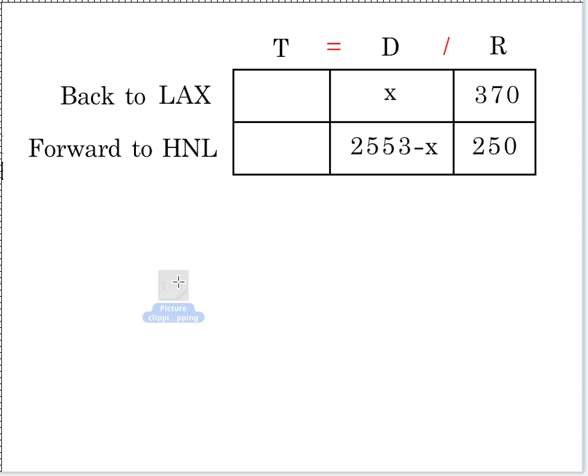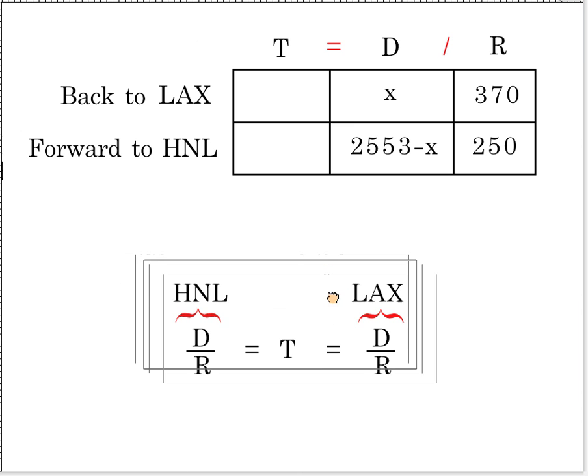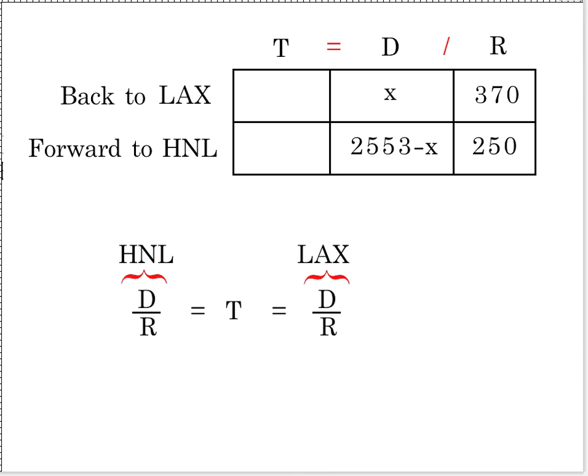Here again is the idea, the hack, if you will, just a really simple idea. Namely, the time is the same going forward or backwards from the point of no return. And so whatever this number is, I don't know what it is, but whatever it is, both the distance divided by rate back to Los Angeles and the distance divided by rate forward to Honolulu are equal to it. And so I can just use that as a hinge point and vanish it and say that this distance divided by rate is equal to this distance divided by rate.